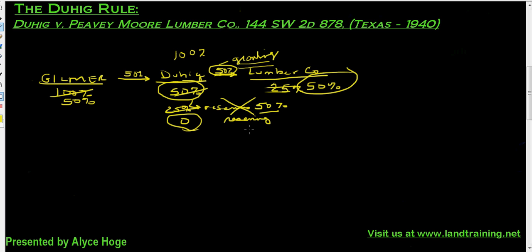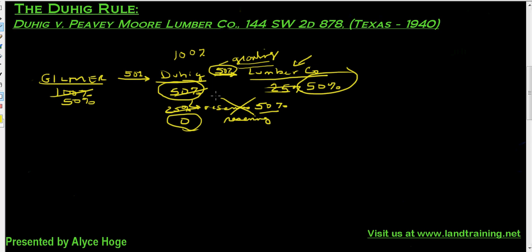Now those are the basic facts of Duhig versus P.V. Moore. But look, the court could have decided this differently. The court could have said, you know what? It's your responsibility, lumber company. It's your responsibility to go back and check and see if this person had any outstanding interest.